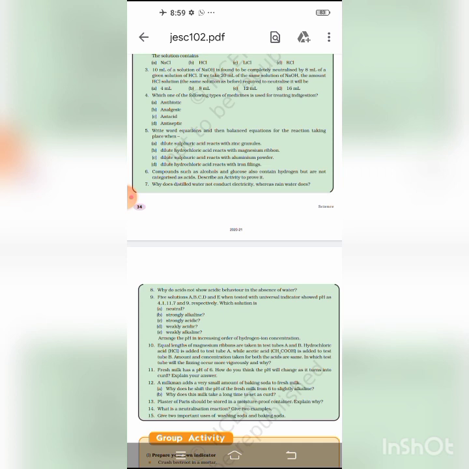Dilute hydrochloric acid reacts with iron filings. That is, hydrochloric acid plus iron gives iron chloride plus hydrogen. 2HCl plus Fe gives FeCl2 plus H2. Okay. Now question number 6.